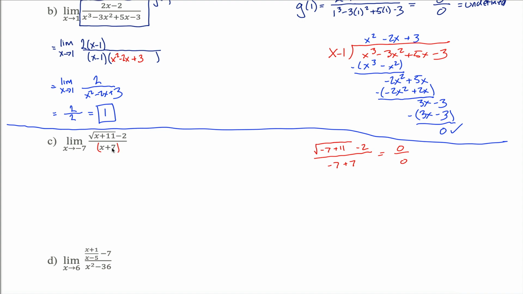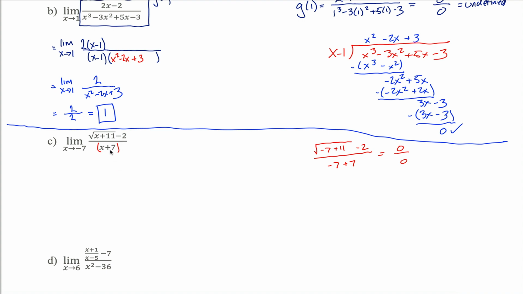with this x plus 7 to fill in the hole, the removable discontinuity that I know exists because of this output, and that will leave me with a function that's continuous at negative 7, so it'll be much easier to evaluate. So that begs the question, how do you find the hidden x plus 7 in the numerator?